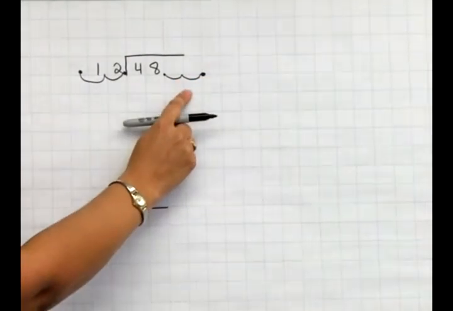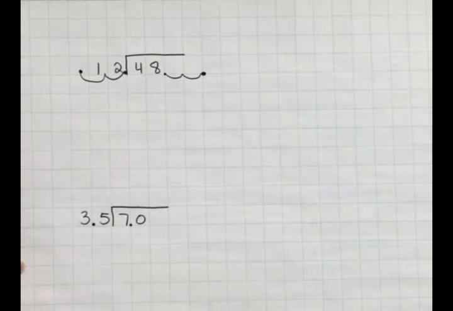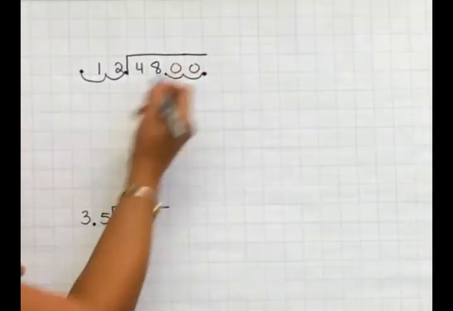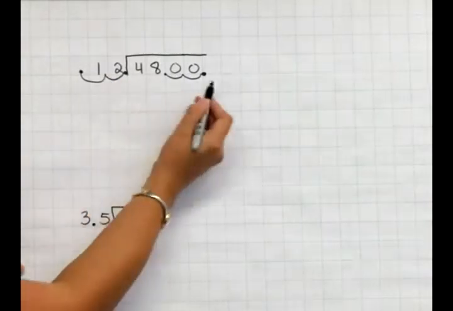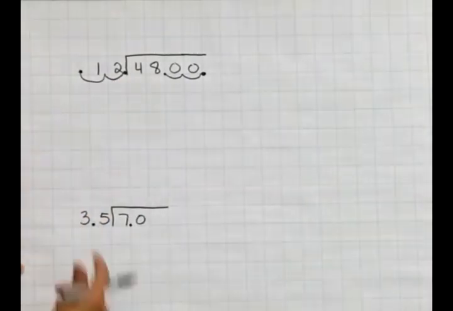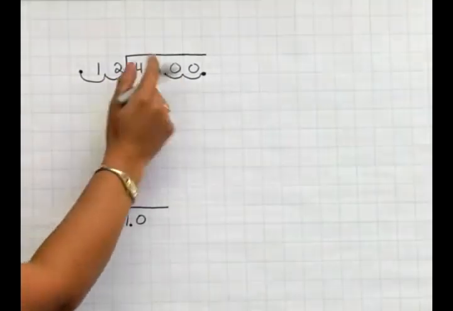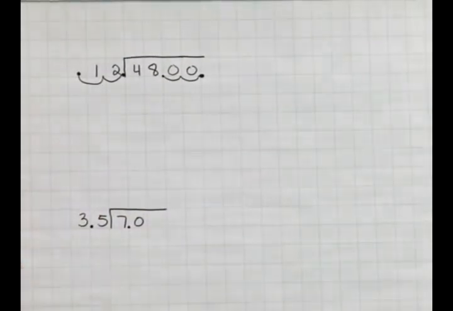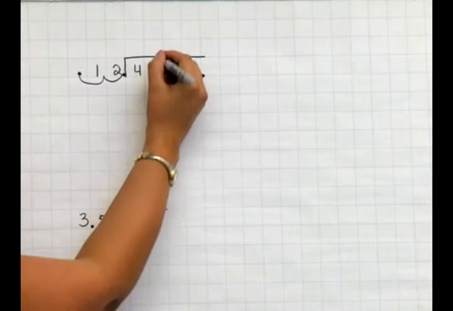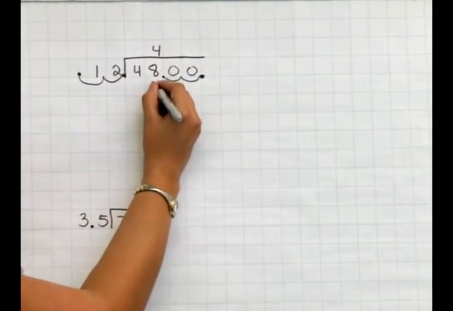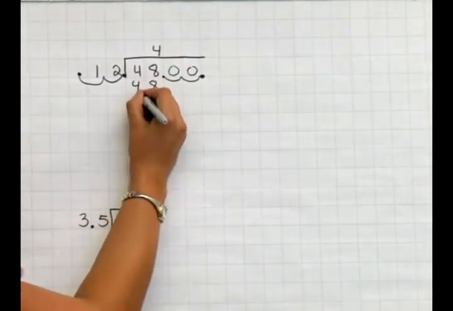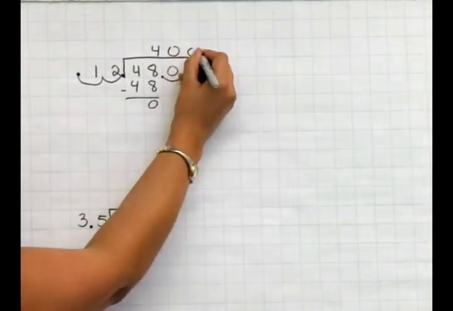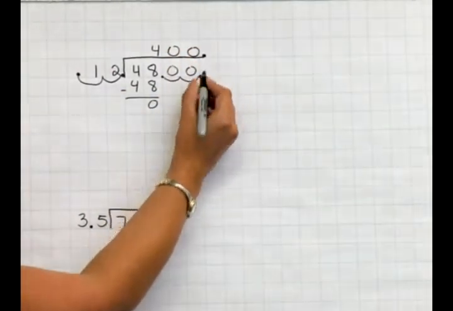Okay? But now what do I put in here? I put zeros. And I have to extend my fraction bar. Okay, so now I have a whole number that I can divide by, 12 and 4800. So I'm going to divide 4800 divided by 12. 12 goes into 48 4 times. Okay, and then we have our 2 zeros and our decimal point.